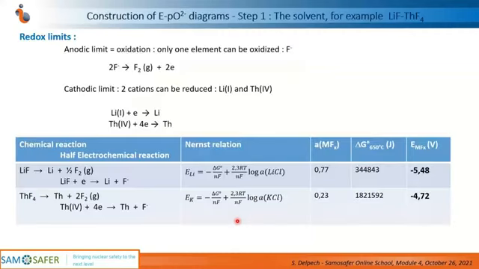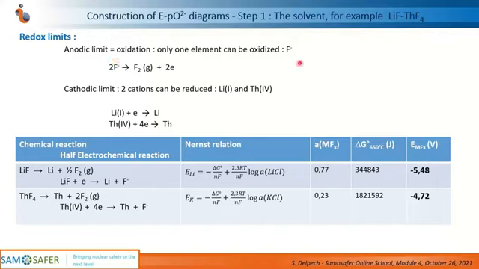Now we can do the same for a fluoride molten salt, and I take this example, lithium thorium fluoride molten salt, because it is the salt retained for the molten salt fast reactor concept. So what are the redox limits? Anodic limit, the same as in chloride salt.